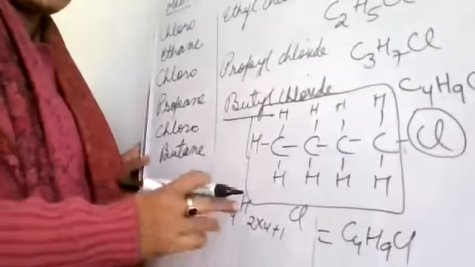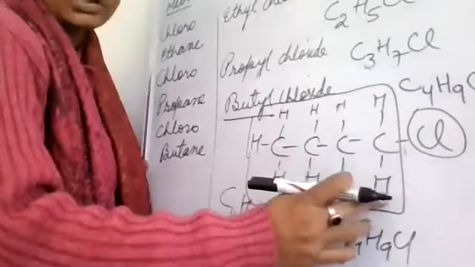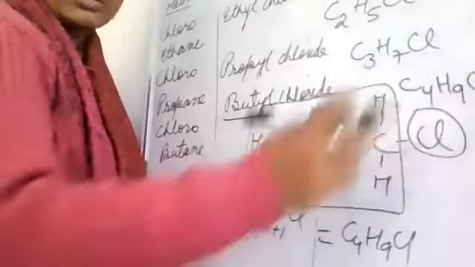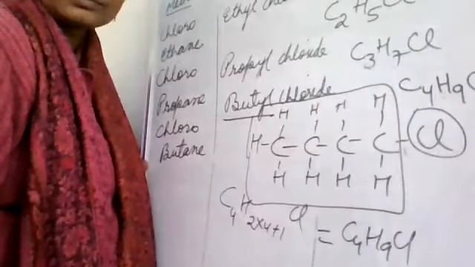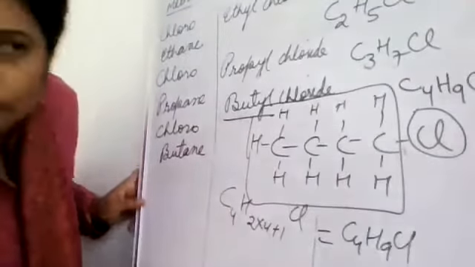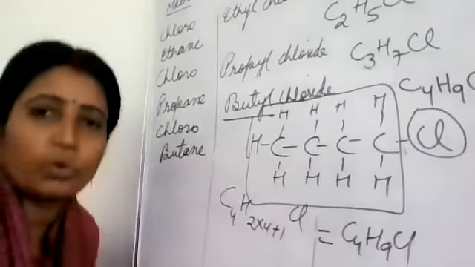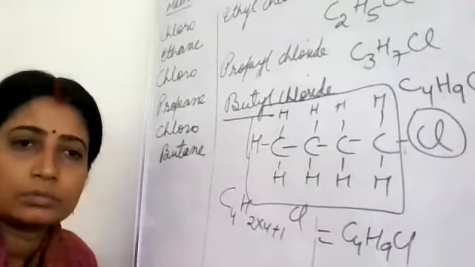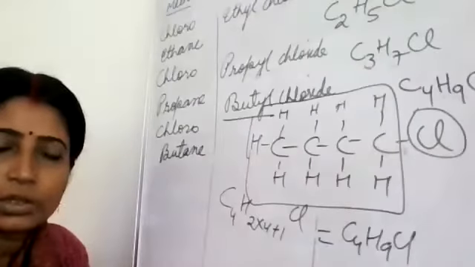So if you forget the general formula, there is no need to worry. From the structural formula, you can write down what? Molecular formula. Isn't it, class? Yes, ma'am. Is it clear to you? Do you want to ask any question?